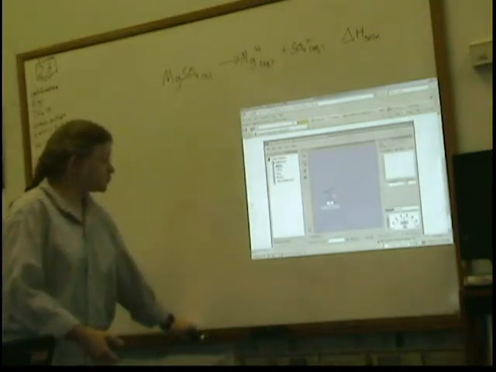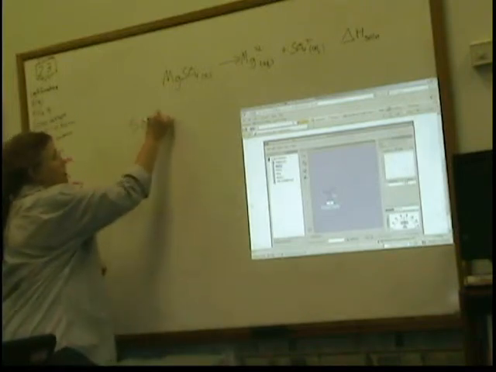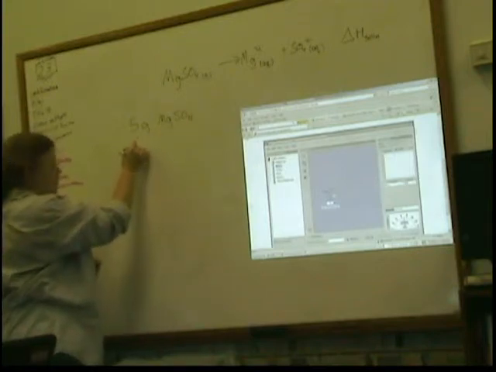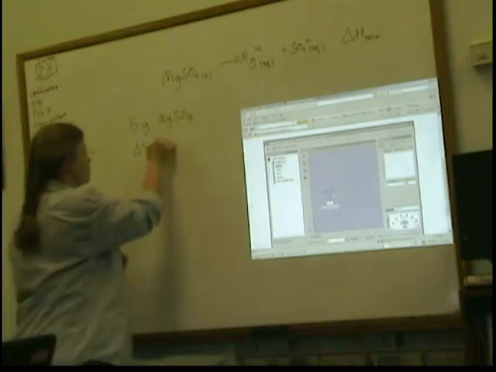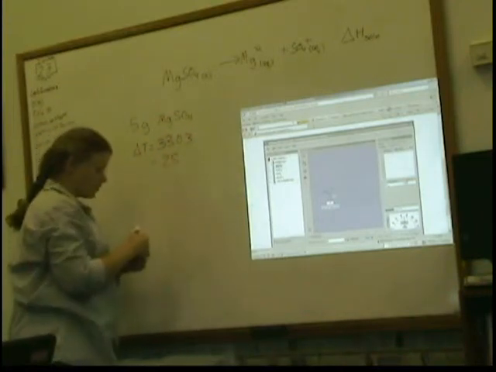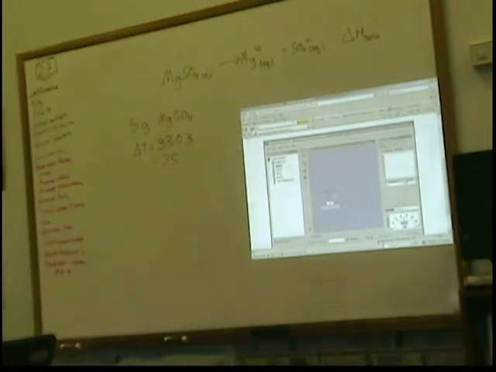So we had 5 grams magnesium sulfate, and delta T is 33.03 minus 25. So do we have endothermic or exothermic? Exothermic, because it's releasing heat.